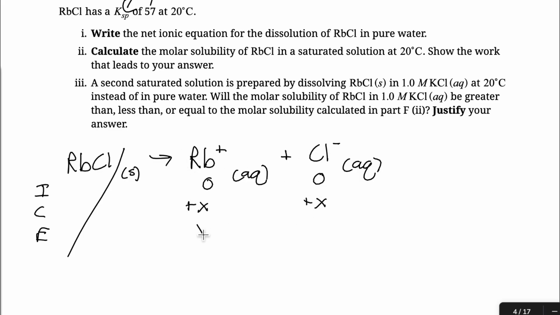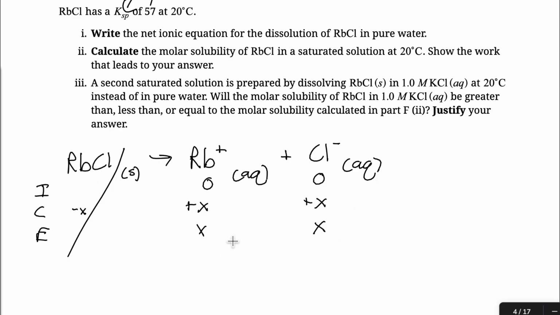Final is x. What is molar solubility? Molar solubility is that this change, even though it's a solid, you're technically dissolving a little bit. So this is technically minus x. So if we're able to solve for x, that's our molar solubility.